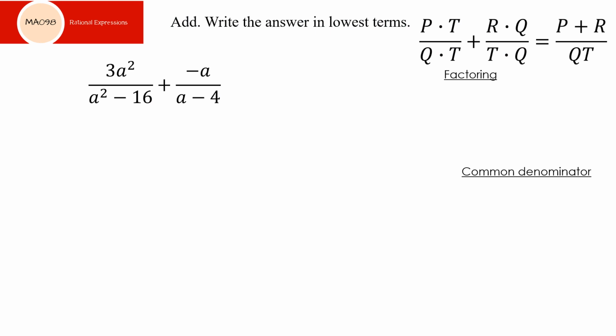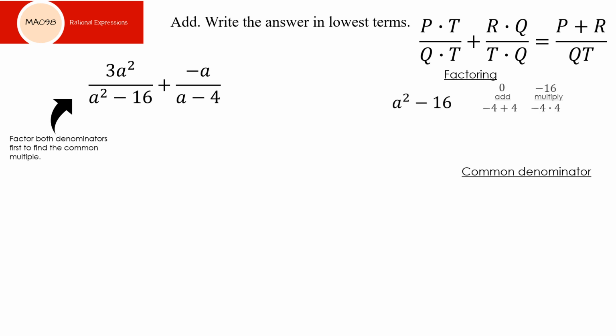We're going to add and write the answer in lowest terms. Now up on the top right, I kind of give us a little reminder. We're going to multiply each fraction by the other denominator. The first thing we have to do is factor both the denominators, first, to find the common multiple. A squared minus 16. Well, for this one, we have to multiply to negative 16 and add to 0, which is a minus 4 times a plus 4. 3a squared is already simplified, so we don't have to worry about that.